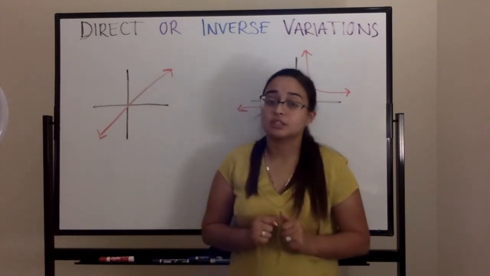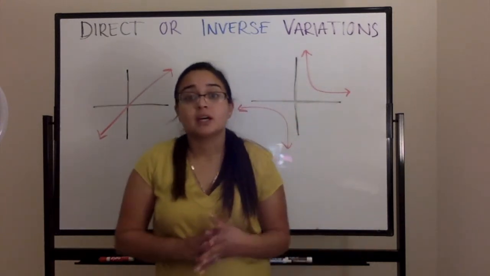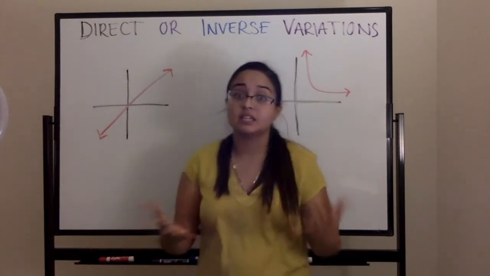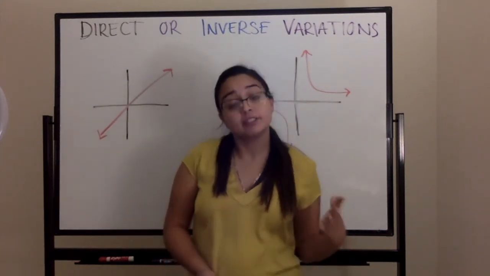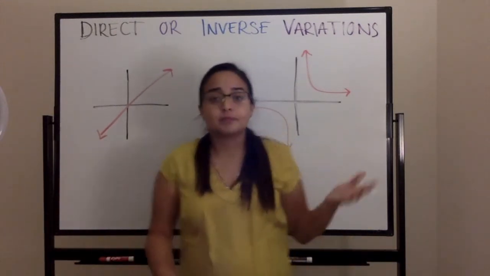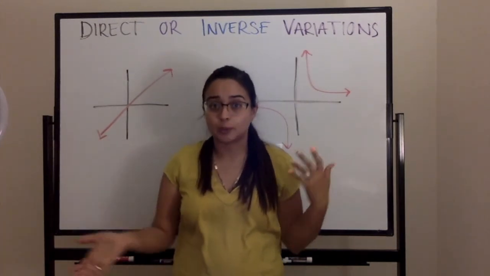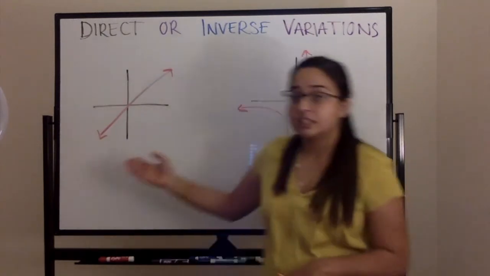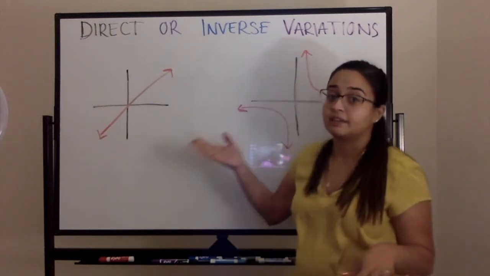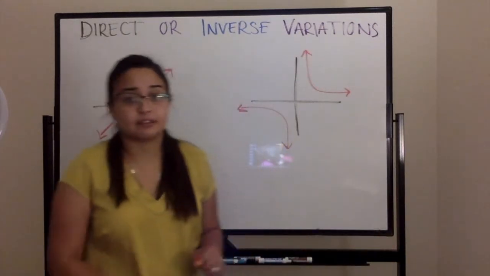Today we are going to learn how to identify a graph or a table for an inverse variation, and whether a graph is for an inverse variation or a direct variation. Okay, so these are our two options. One is inverse and one is direct. This one right here is a table that has been graphed for a direct variation. Looks like our regular graph.